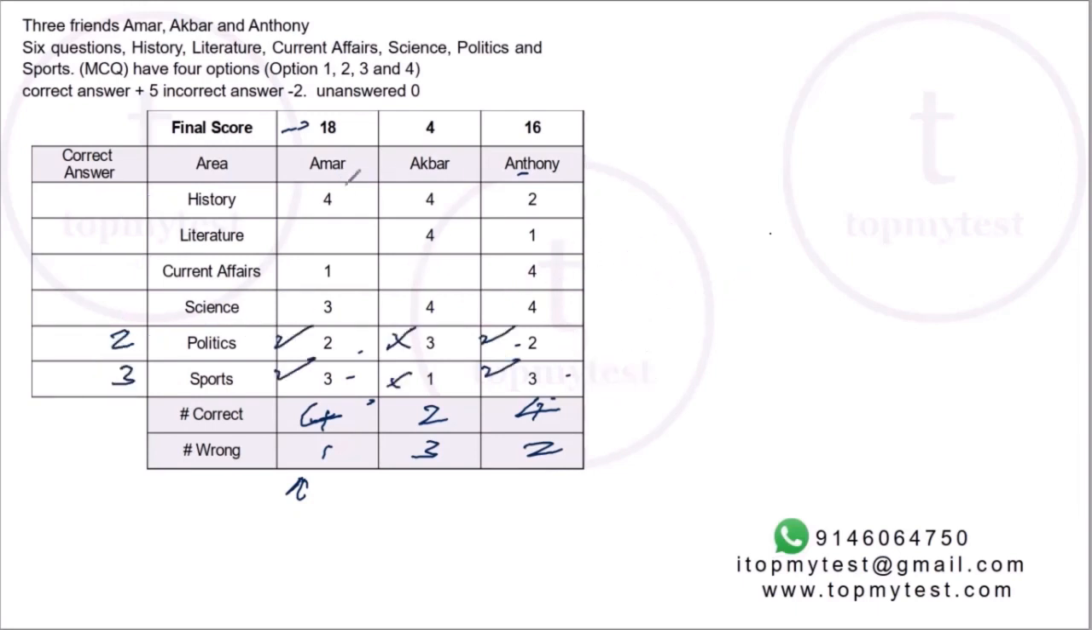Now, this reduces the universe that we have to work with. Now we have to deal with only 3 questions for Amar. If you observe the remaining 3 questions, the answers for Amar and Anthony are different. This is 4, this is 2, this is 1, this is 4, this is 3, this is 4. So we know in 2 of the questions, Amar is going to get right. 1 of the questions Amar is going to get wrong.